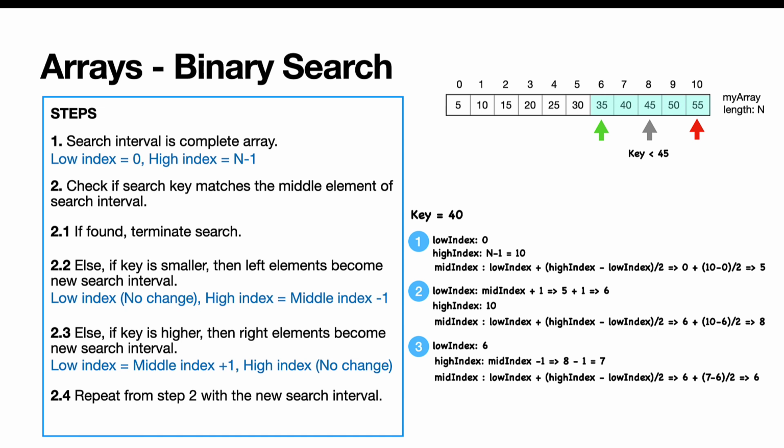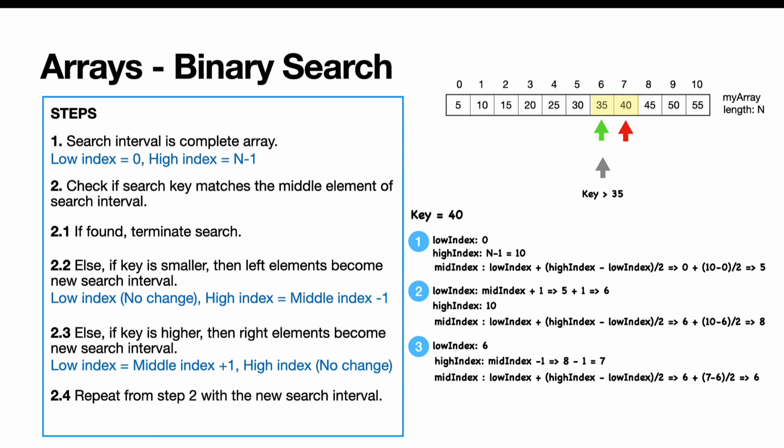Now, let's go back to the array and mark our new indices. So, low index remains the same at index 6, high index is now index 7. The new search interval is from index 6 to index 7. The new middle index is index 6. Element at index 6 is 35. The search key 40 is greater than 35.